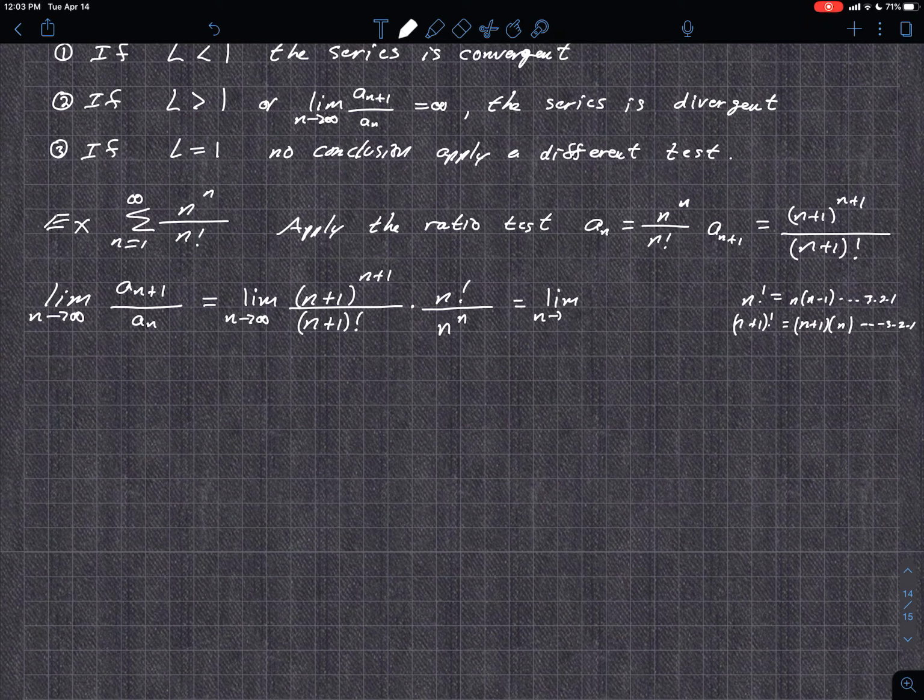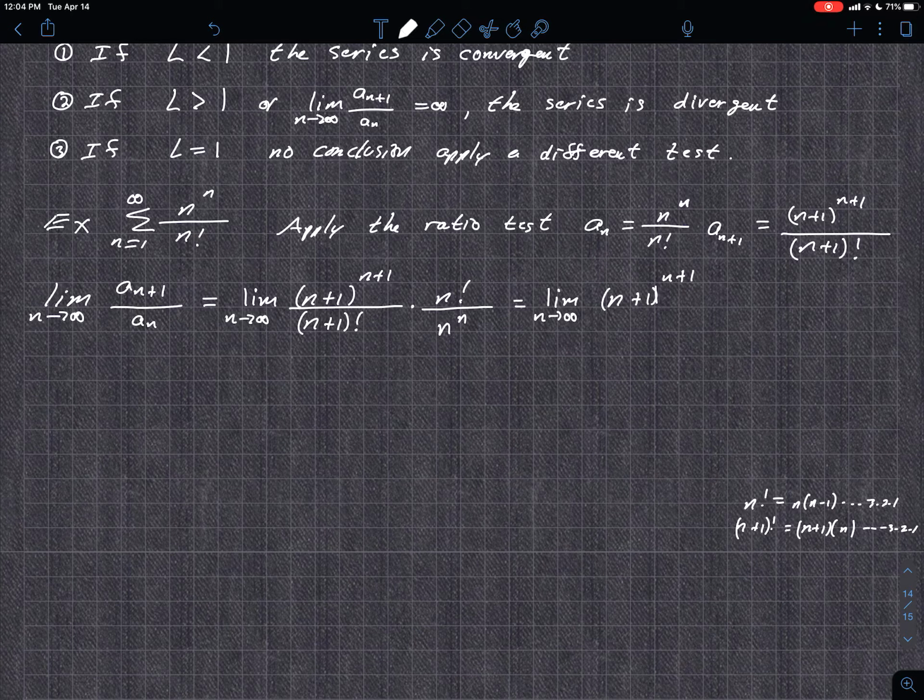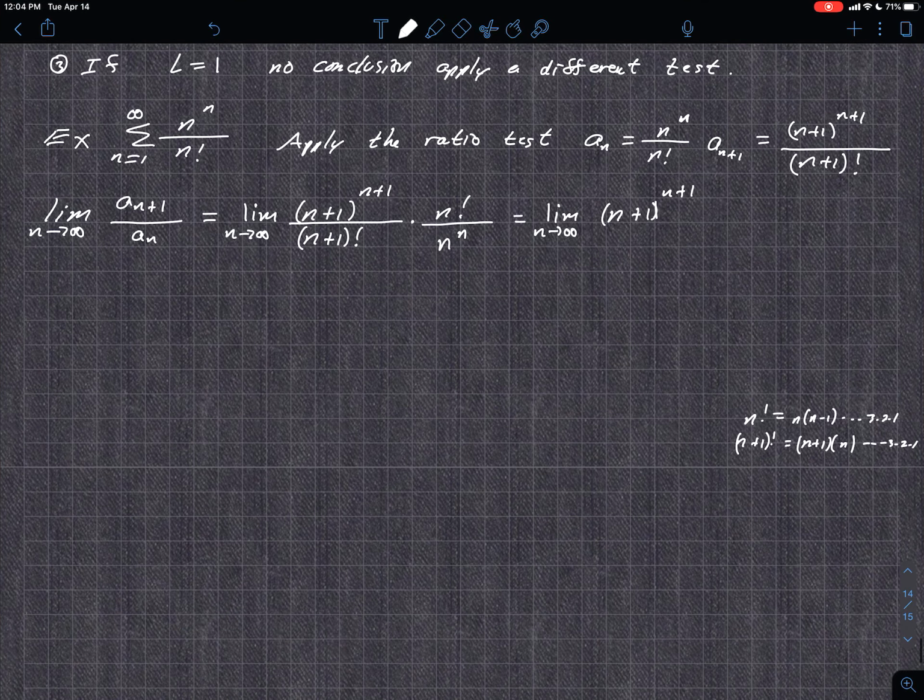So that's equal to the limit as n approaches infinity of n plus 1 raised to the n plus 1. Go ahead and pause this and see if you can simplify this whole thing. There's a lot of algebra going on right now. And then that's times 1 over n to the n. So all I did is simplify the factorial.